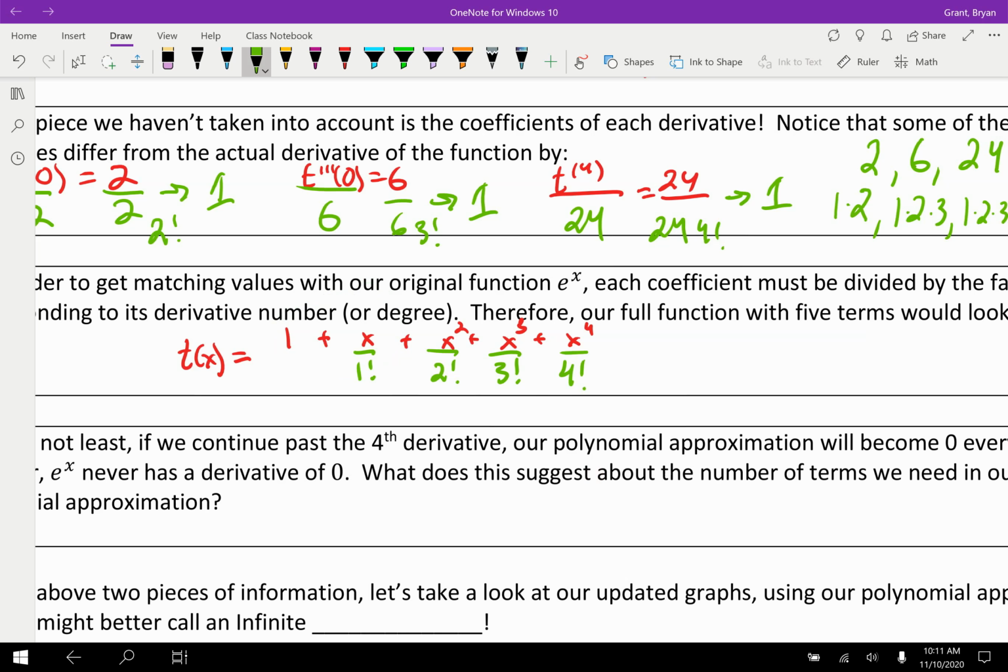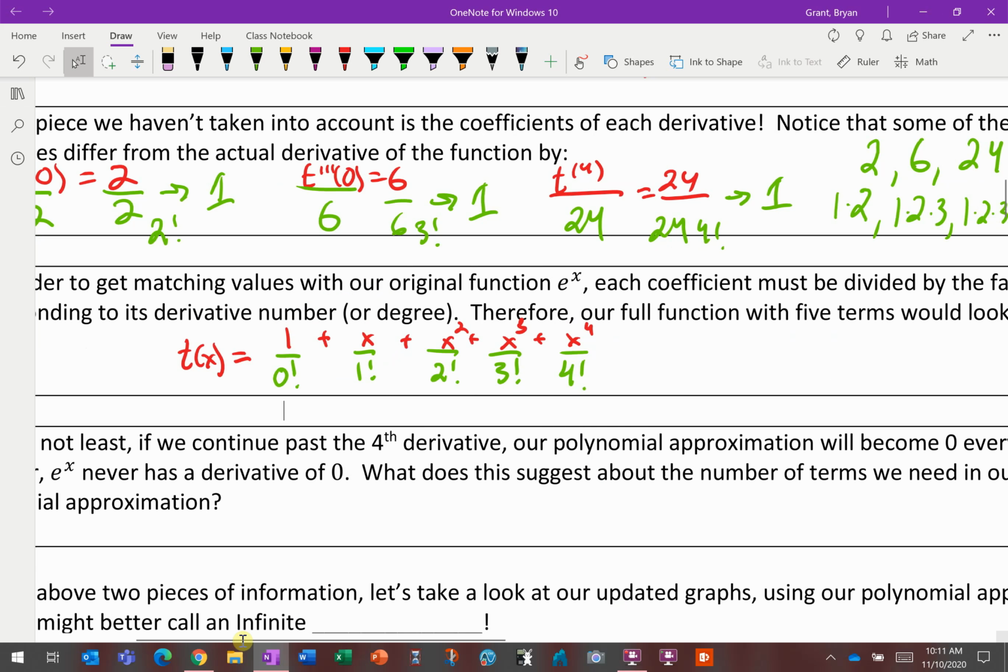I think we can. This could be 1 factorial. That won't change because that's 1. And this one is 0 factorial. And remember when we learned factorials last unit, we defined 0 factorial as 1. So does that actually make our graph better? Well, I don't know. We should probably go back to the graph and add those factorials, shouldn't we?